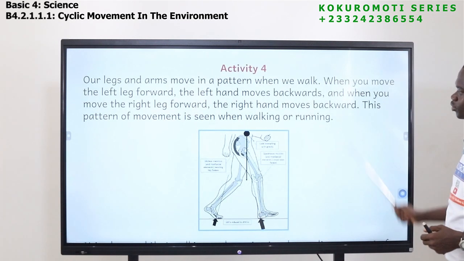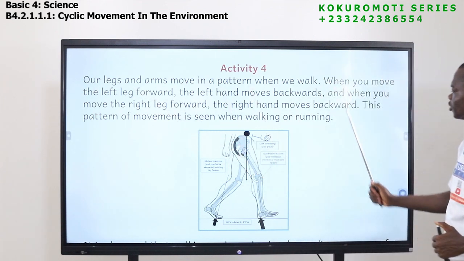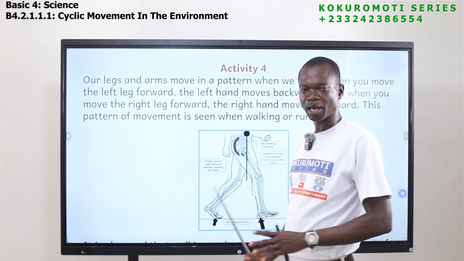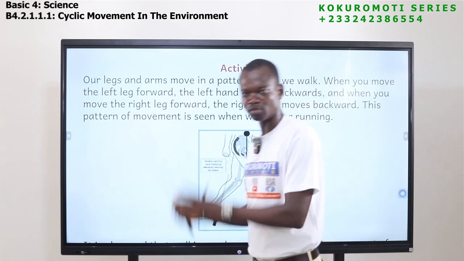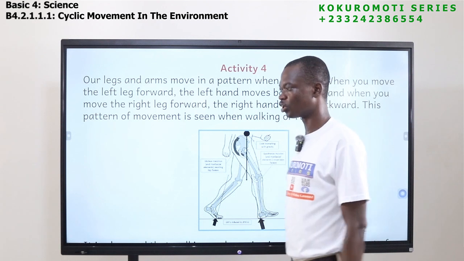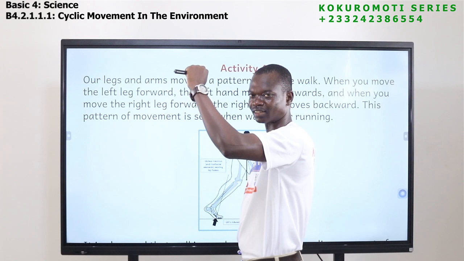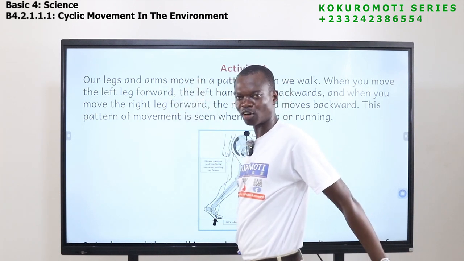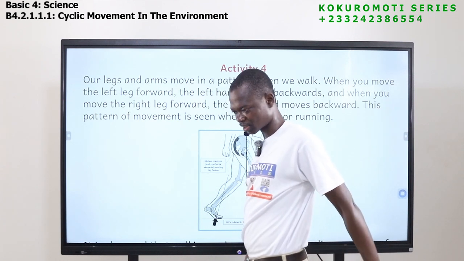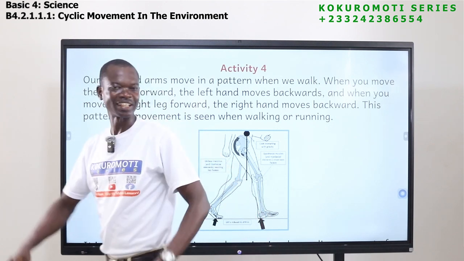So let me take it again for you. Our legs and arms move in a pattern when we walk. So anytime you walk, your hands and your legs have a particular direction that they move. So if you move your left leg forward, your left hand will move back. So left leg forward, left hand backwards, right leg forward, right hand backwards. So that is how it happens.